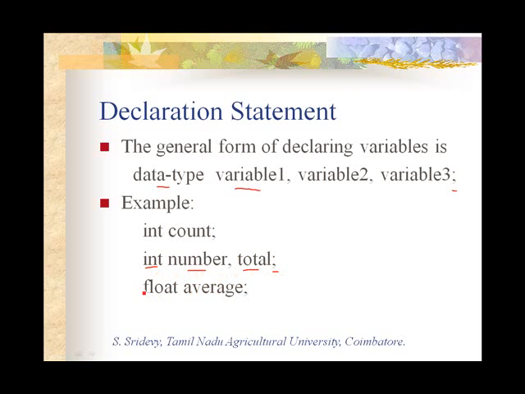In the third example, I am trying to declare a variable, namely average, which is of the data type float. Under the description of the data types, I told you the floating point numbers are defined by the keyword float. So float followed by average declares that the variable average is used to store a floating point number in the memory location.